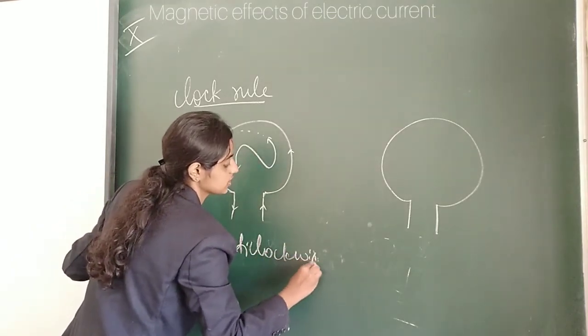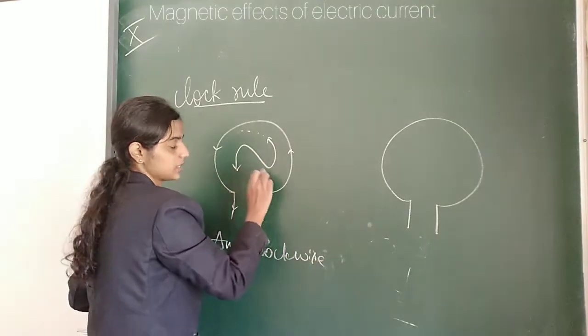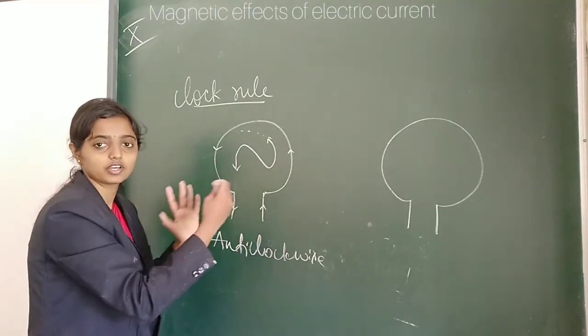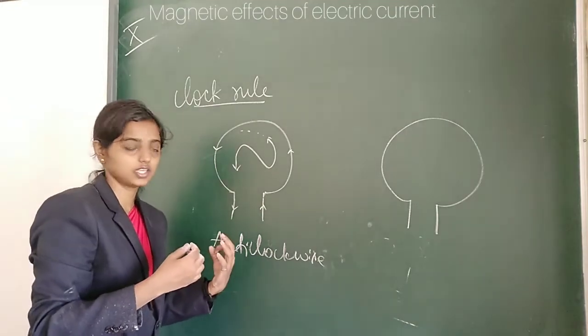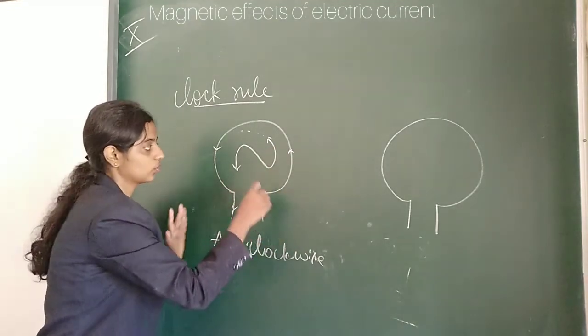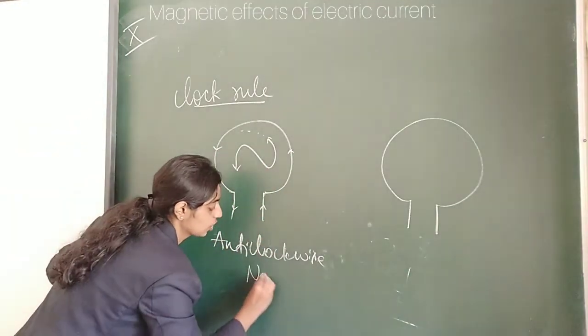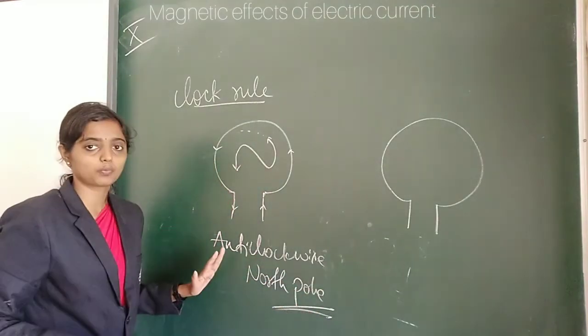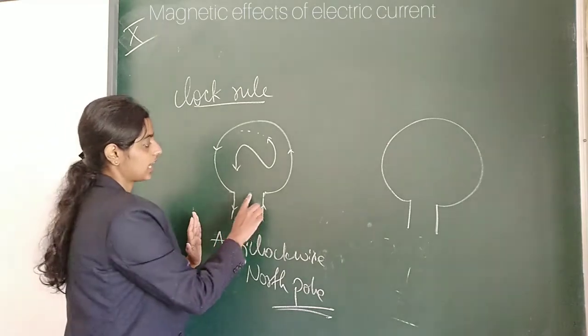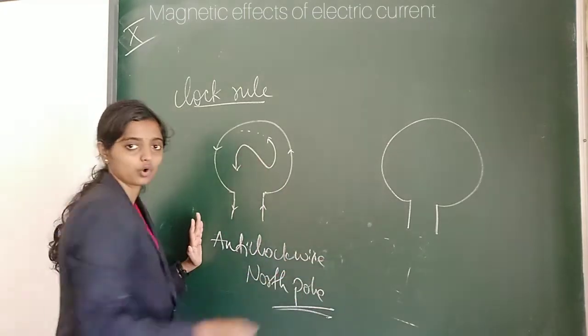Since it represents an N symbol, just for our assumptions, to make some tricks for easy understanding purposes, we are writing this one. Okay, so this indicates the North Pole. So in a North Pole, we can directly say that the current will flow in anti-clockwise direction.